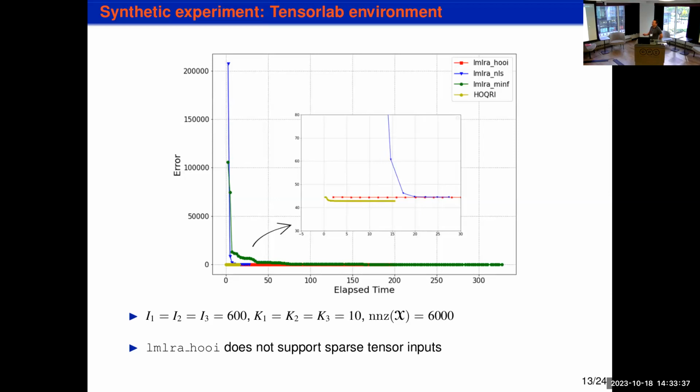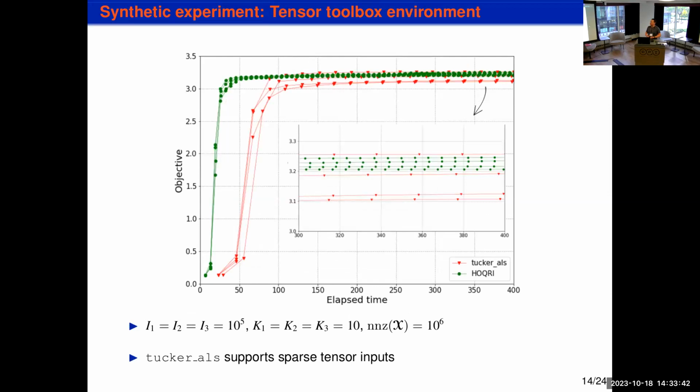Perhaps the better comparison in this case is Tensor Toolbox. It does support sparse tensors as inputs using their own sparse data structure. Again, the algorithms are different. Per iteration, HOQRI makes smaller improvement compared to HOOI, but with the benefit that each iteration is much faster. So we very quickly get to something that's almost as good. Now, this is the same tensor, but this is what I'm thinking.